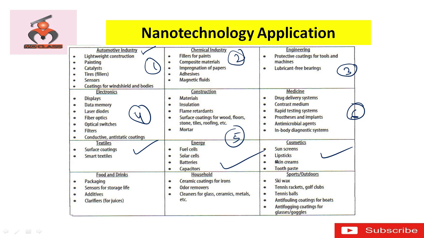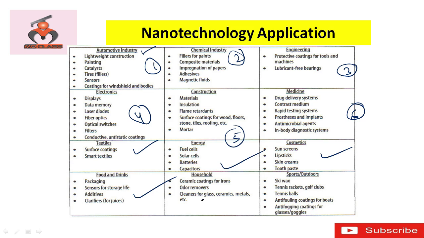These are what you are using in your day-to-day life. Next is your food and drinks. Food and drinks need to be preserved for a long time from bacteria, or you have to reduce the bacterial activity to store the food items for a longer period. Also, you have to provide very high quality packaging material for transportation of food items. Nanomaterial technology can play an important role.